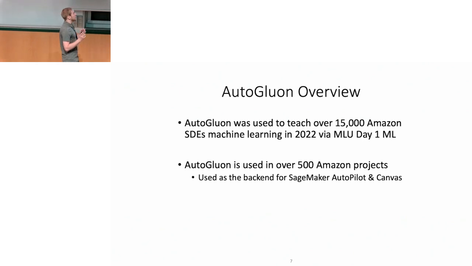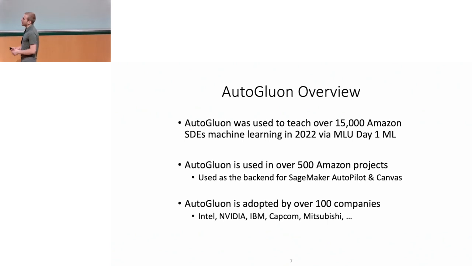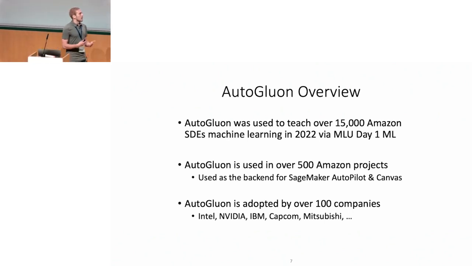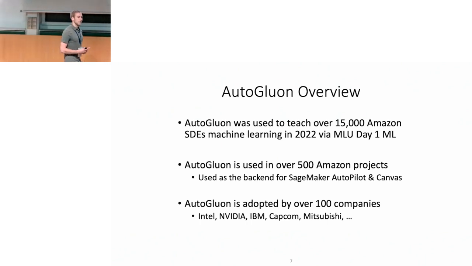So AutoGluon is used in over 500 Amazon projects in production, as well as the backbone for multiple services within AWS, such as SageMaker Autopilot and Canvas. It is also adopted by over 100 companies, such as Intel, NVIDIA, IBM, Capcom, Mitsubishi. One example is Capcom, which in the most recent Street Fighter game, they use AutoGluon to figure out the player churn probabilities and predict when players are going to stop playing the game.